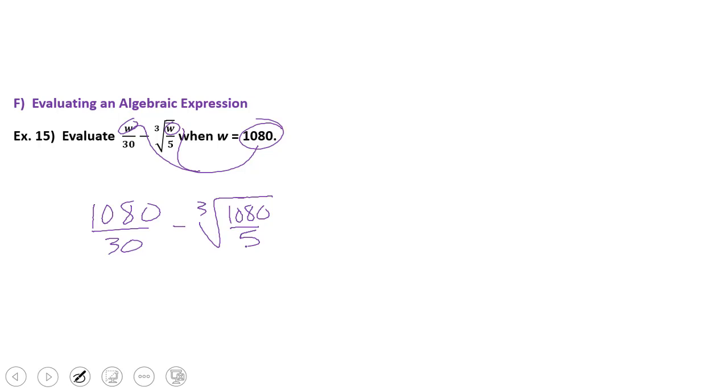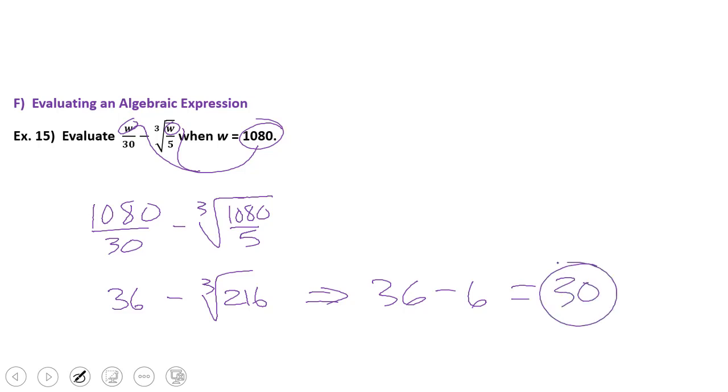All right, so we can do a couple things here in order. We can go 1,080 divided by 30, that is 36, minus the cube root of 1,080 divided by 5. Well, I know that 5 is not a perfect cube, so I can't really take the cube root of it. So this is one of those times where before we actually take the cube root of each number, we're going to do the division. We're going to take 1,080 and divide it by 5. So 1,080 divided by 5 happens to be 216. Now I can take the cube root of 216, and I have 36 minus the cube root of 216, which happens to be 6. And 36 minus 6 is 30.